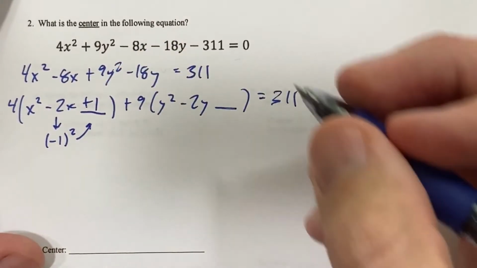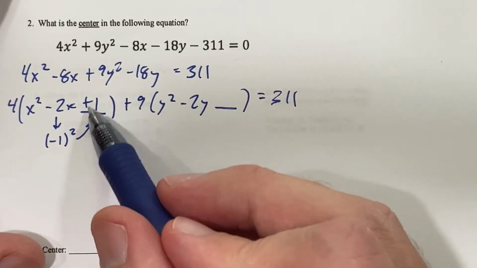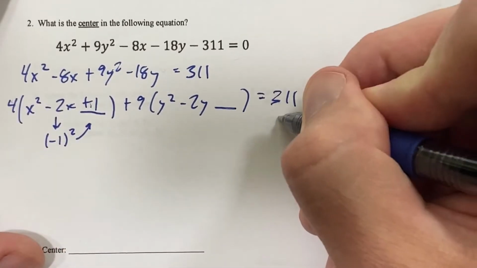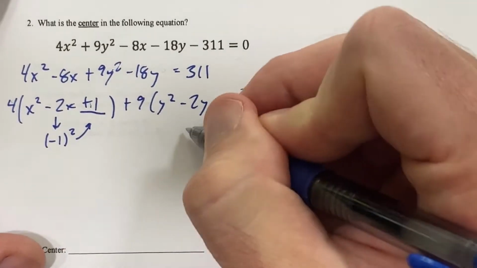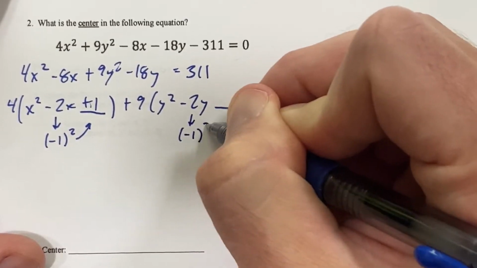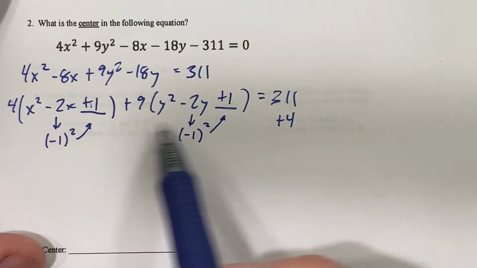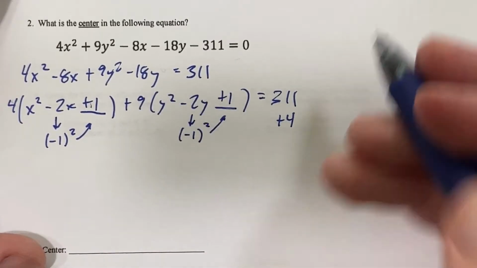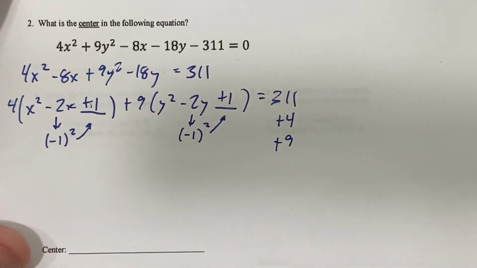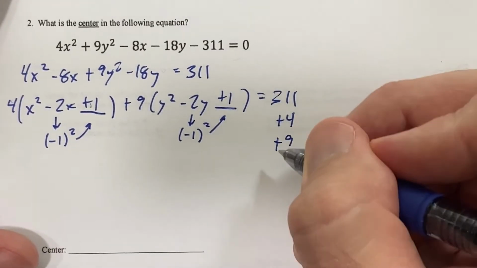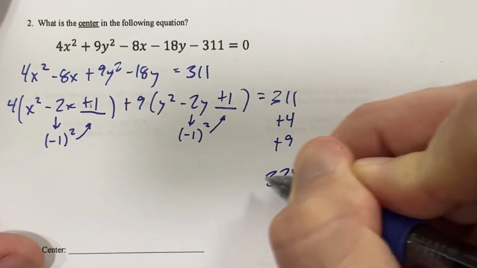-1 squared is +1. And I didn't just add 1 to this side of the equation, I ended up adding 4, so I'm going to add 4 over here. And half of -2 is -1. -1 squared is +1. I didn't just add 1 to this side of the equation, I added 9. So 311 plus 4 plus 9 is 324, I think. That's convenient.